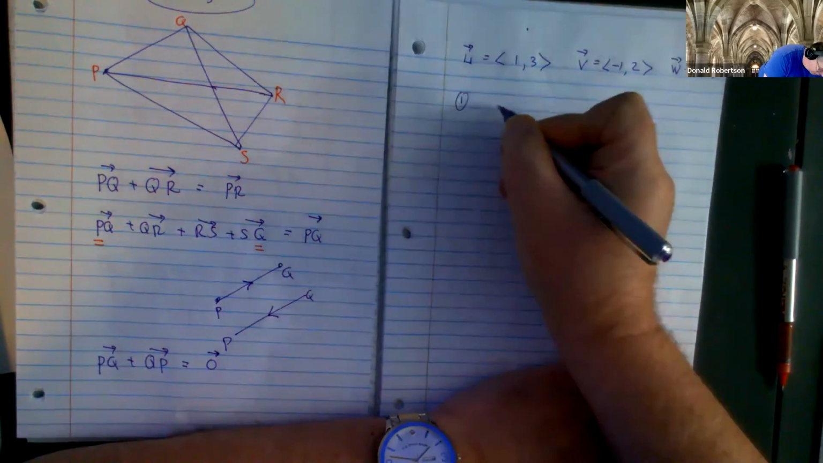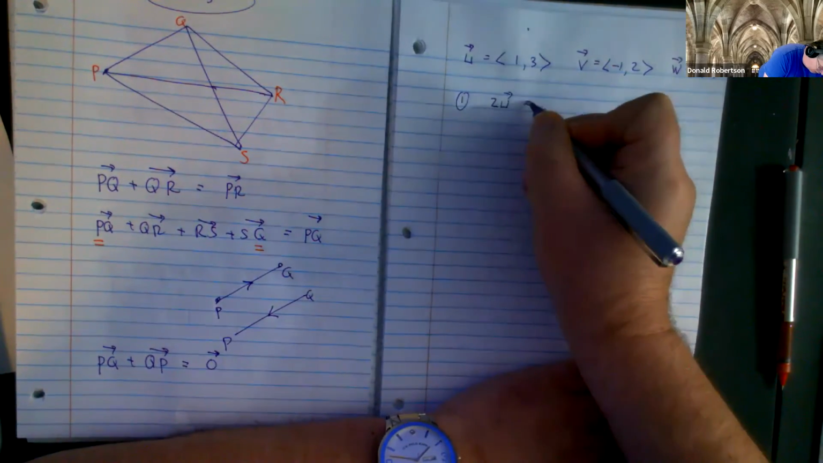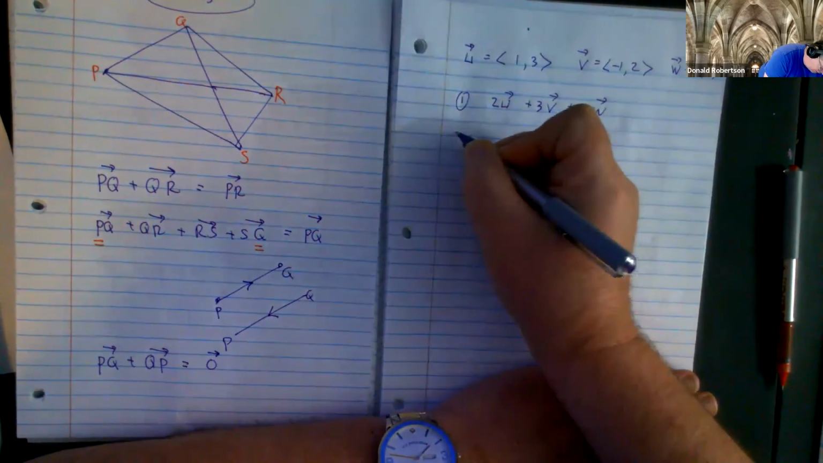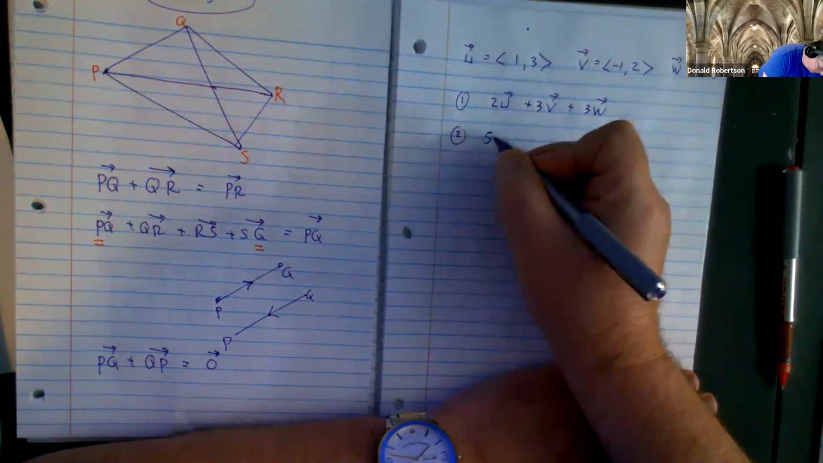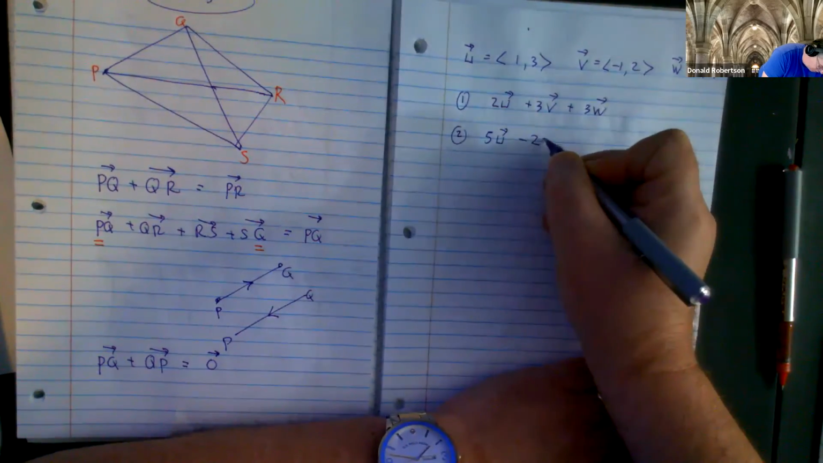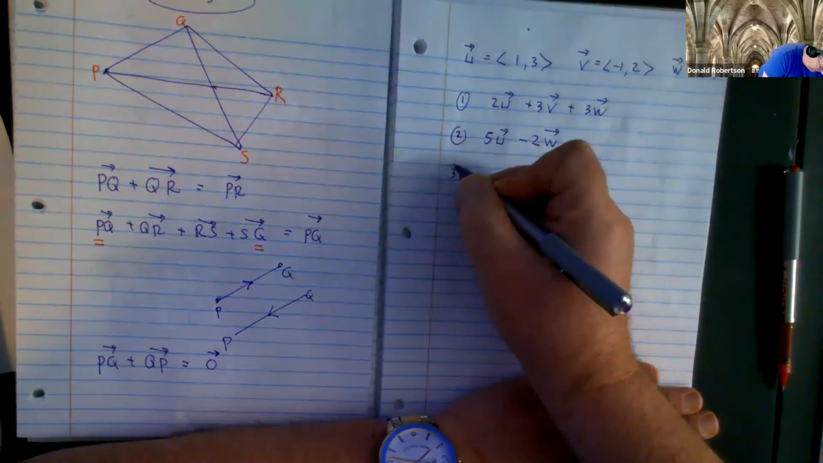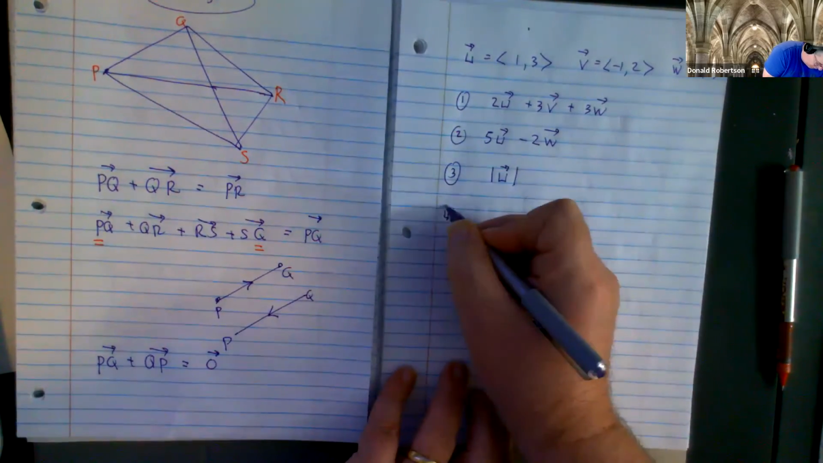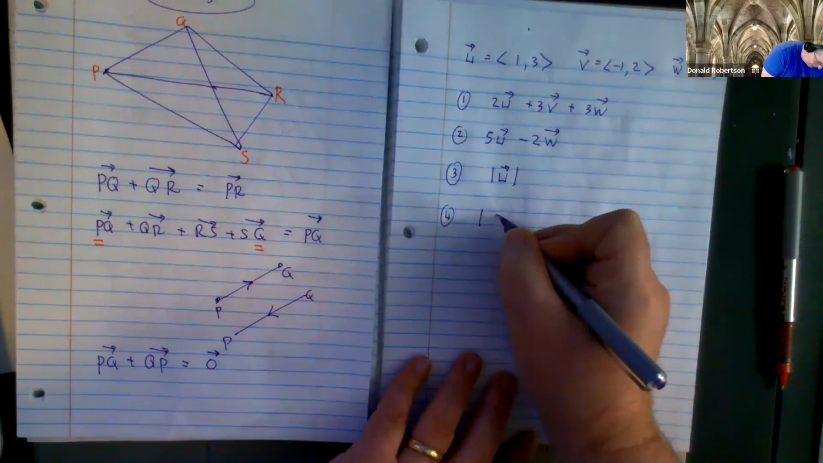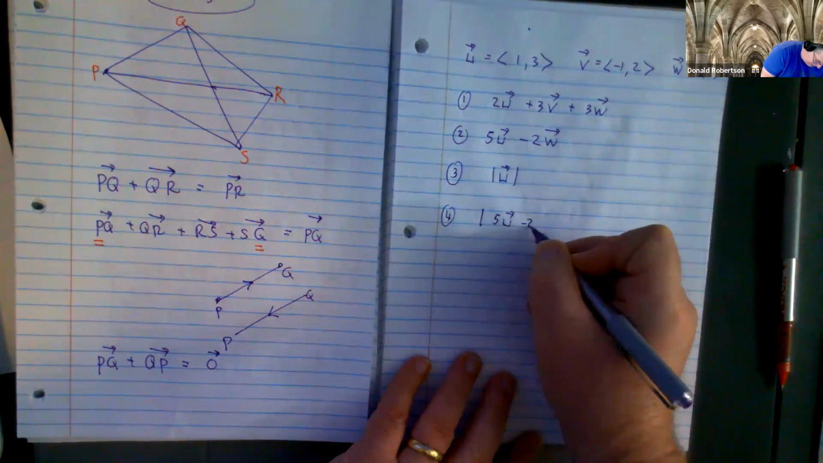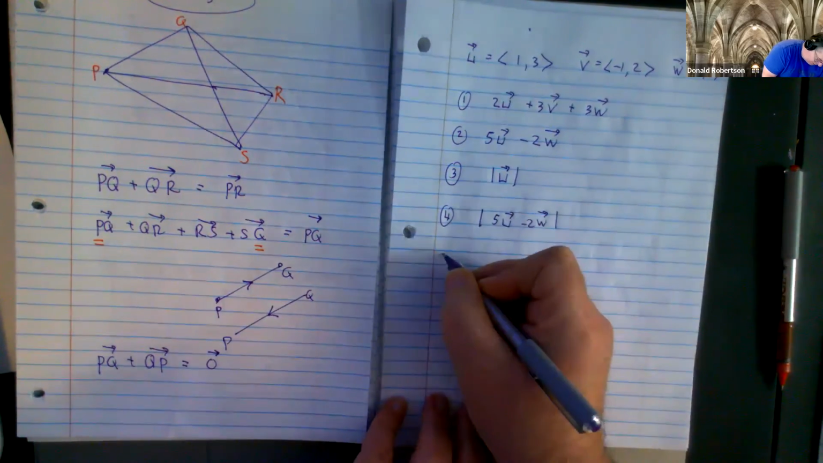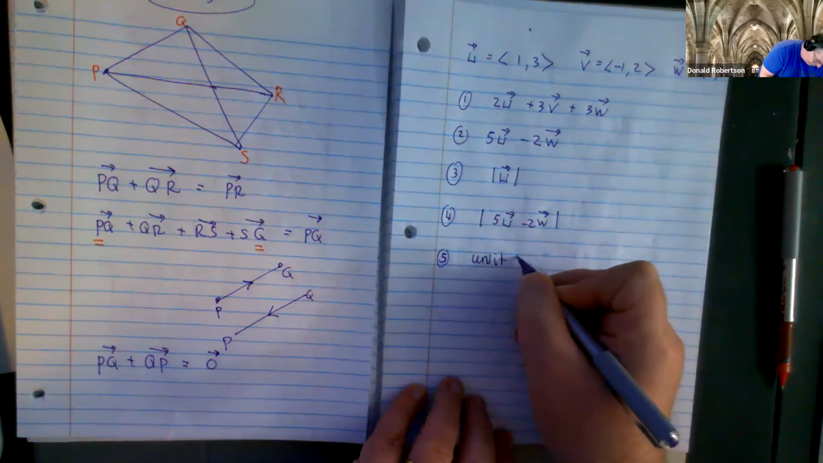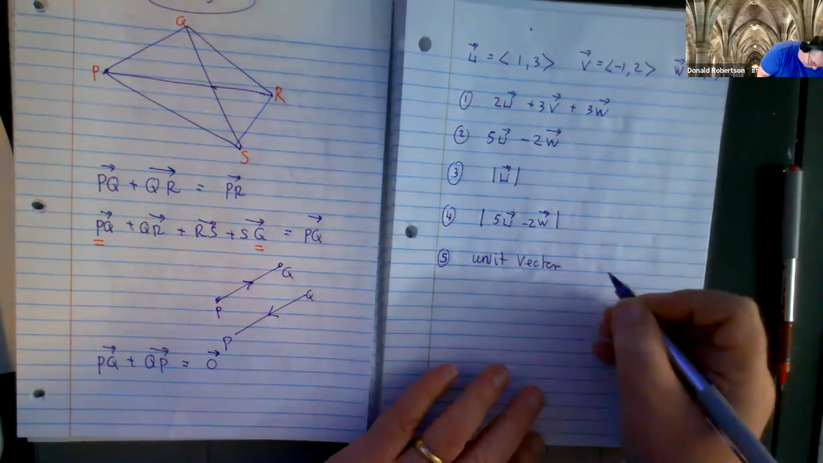And here are your questions. First one is just a calculation using all 3 vectors. Second one is a subtraction. Third one is a magnitude. The fourth one is a magnitude as well, but a little bit more complicated. And the fifth one is a unit vector question. Last question.